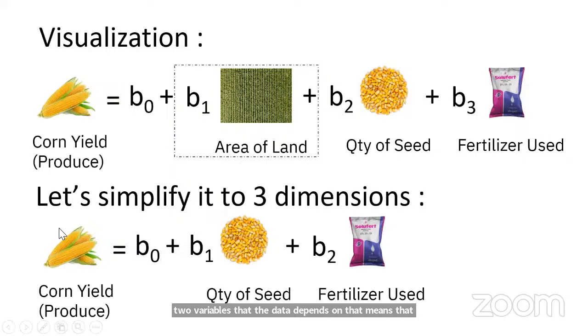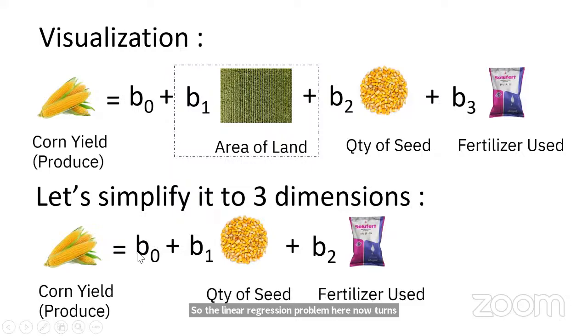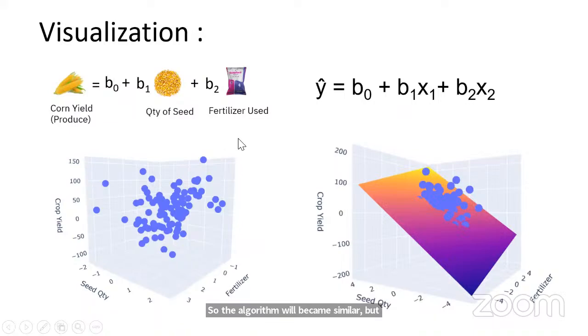Okay, so now if we simplify it to 3 dimensions, that means that my corn yield now depends on quantity of seed and how much fertilizer it uses. So the linear regression problem here now turns to multiple linear regression, because now we are finding three different parameters. So the algorithm will become similar, but the visualization will become different. That means that now we are visualizing in 3 dimensions.